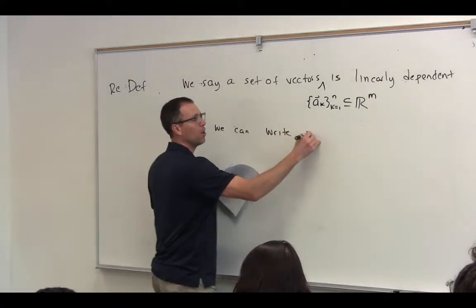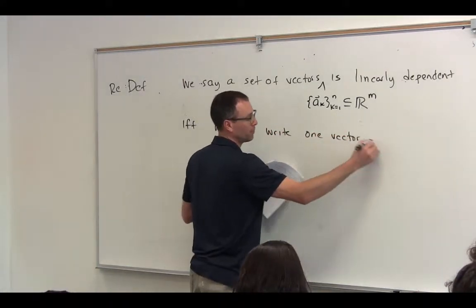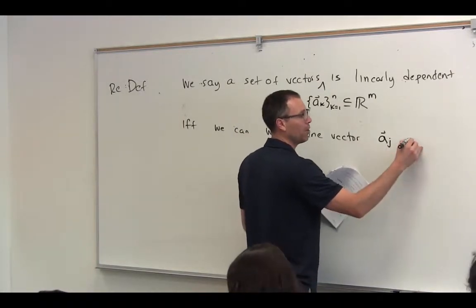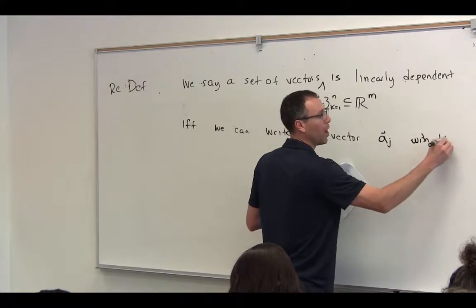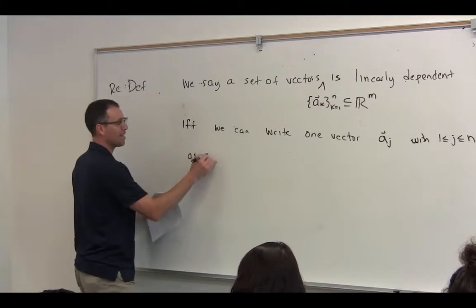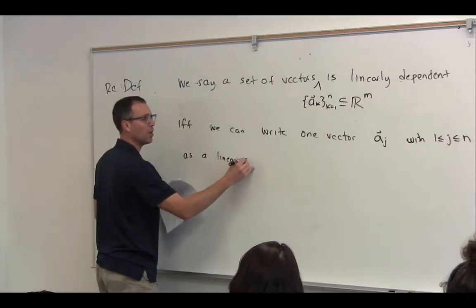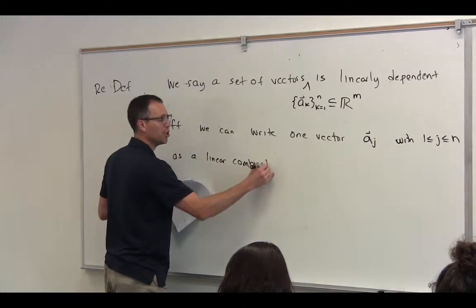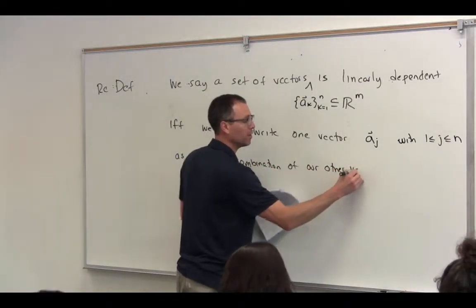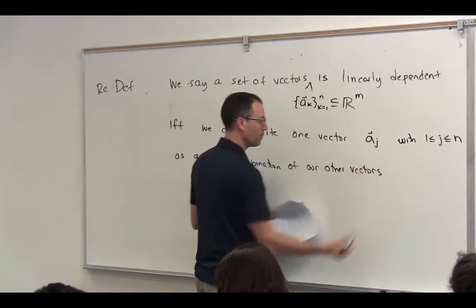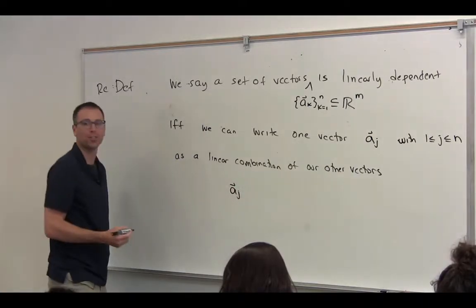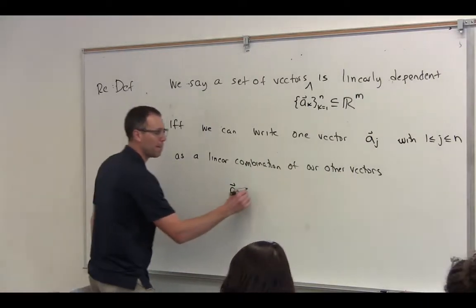We can write one vector, and let's call it, for sake of argument, a sub j, with 1 less than or equal to j less than or equal to n, as a linear combination of our other vectors. What would that mean immediately? If I can write one vector in terms of my other vectors, what would that mean? Linearly, I mean?